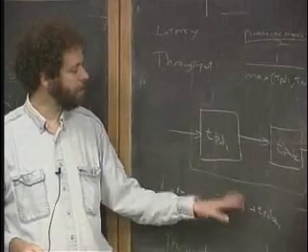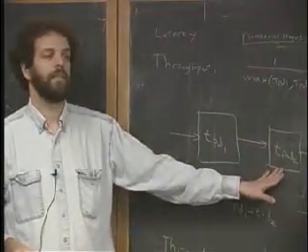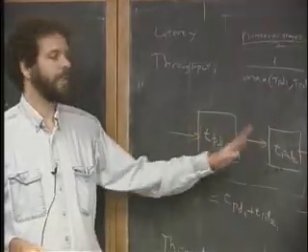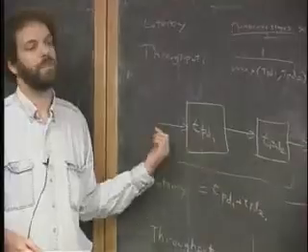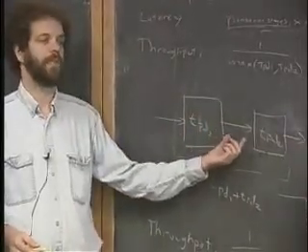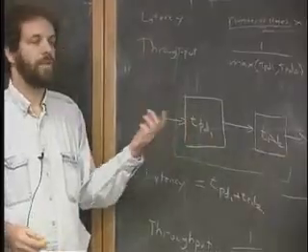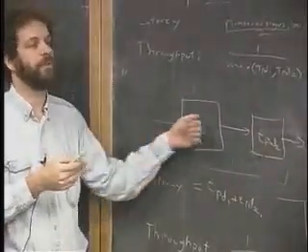Now, if it's the case that each of these has the same propagation delay, then the number of stages times the max of whichever one it is will be the same as just adding them all up. But if these have different propagation times, then pipelining the circuit will actually make the latency slower. It'll take longer for it to go through.